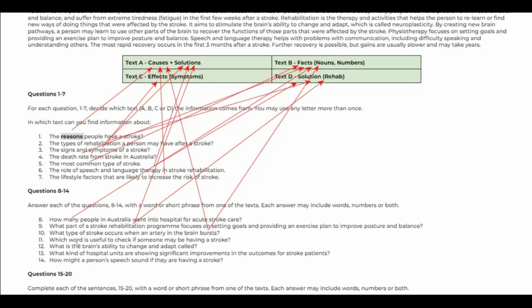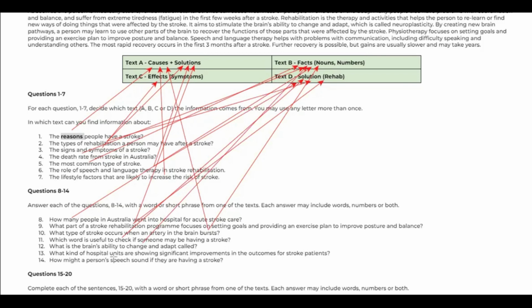11th one, which word is useful to check if someone may be having a stroke? Check means all about solutions. In the solution area, you will find that one. Maybe this is not very clear to some of you. You have to check, meaning you have to assess. Assess means diagnose. So basically that will be the best area to find. Then, what's the brain's ability to change and adapt called? In most cases, this will be found in the facts area.